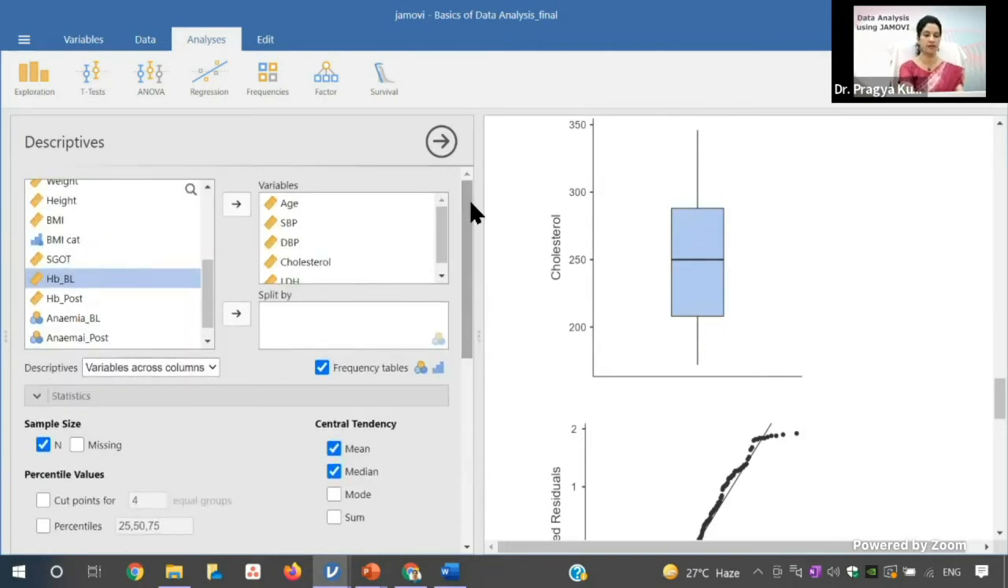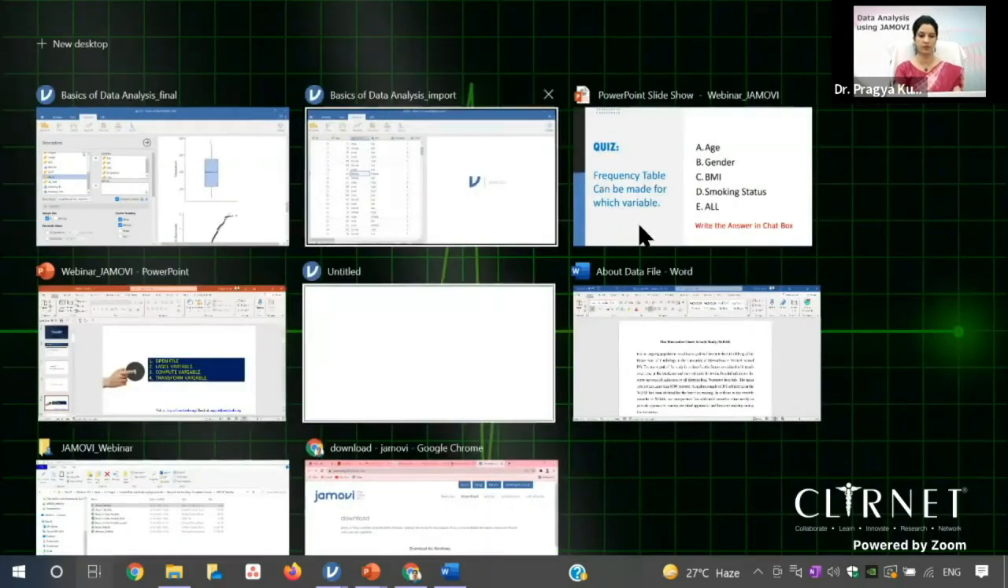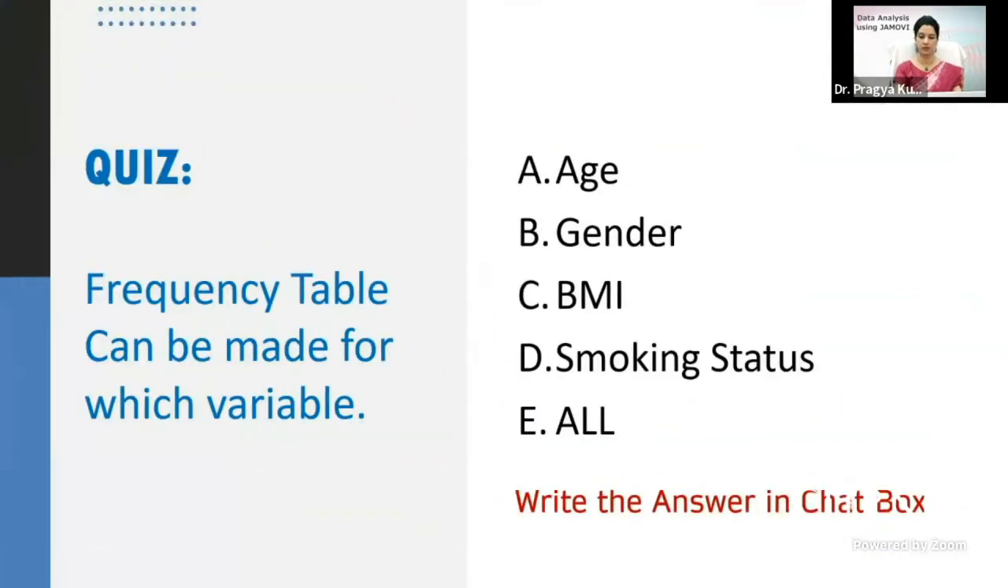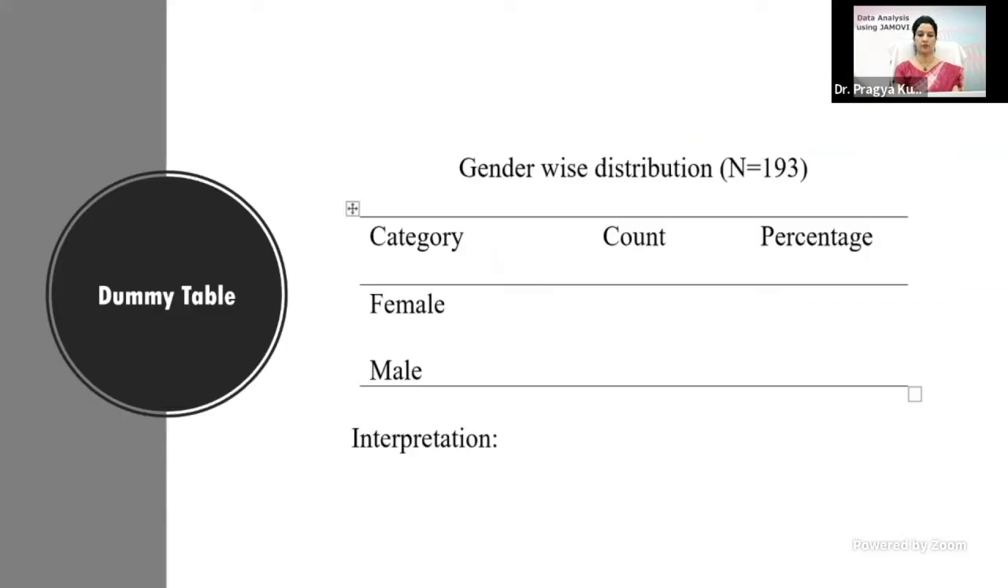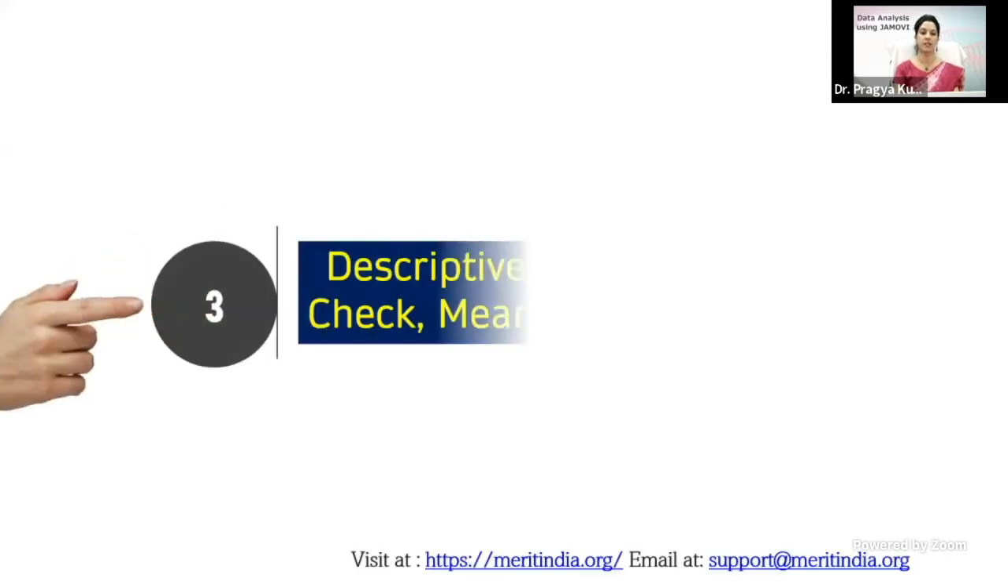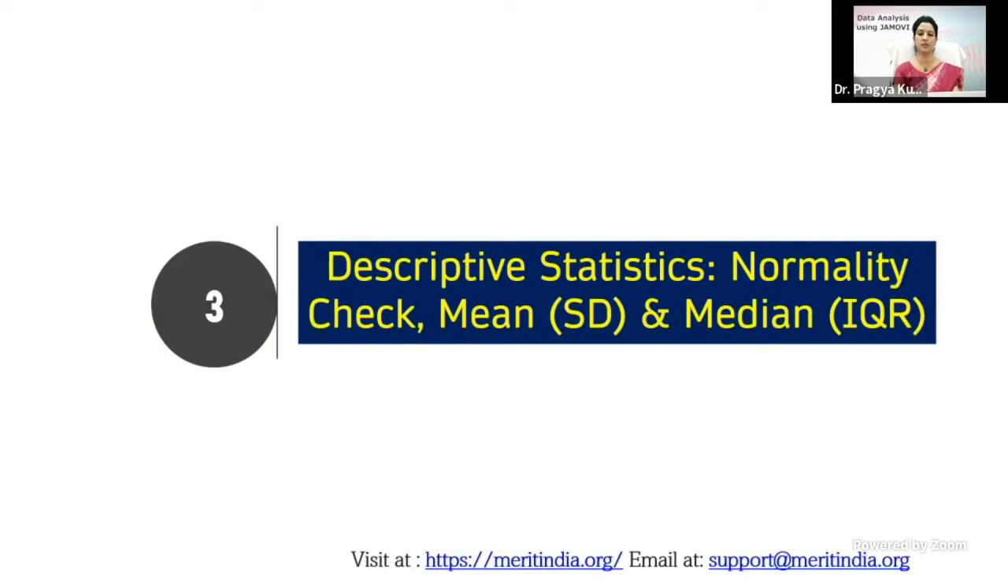So now next we will see what the next question is. Then the next question would be, so this I have shown you regarding the frequency. This is the dummy table for the gender-wise distribution, where we have seen the count and percentage, the frequency table. And similarly, now we have seen normality, mean, median, and interquartile range.